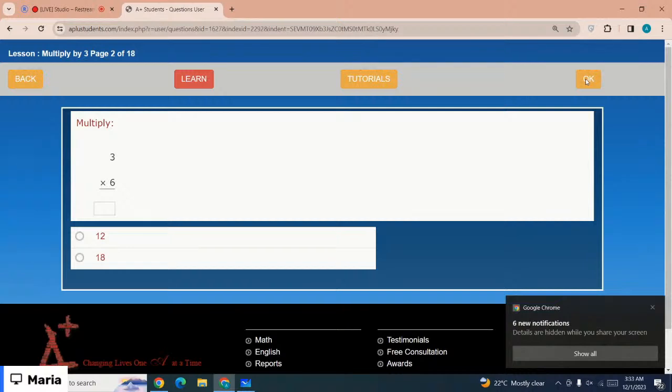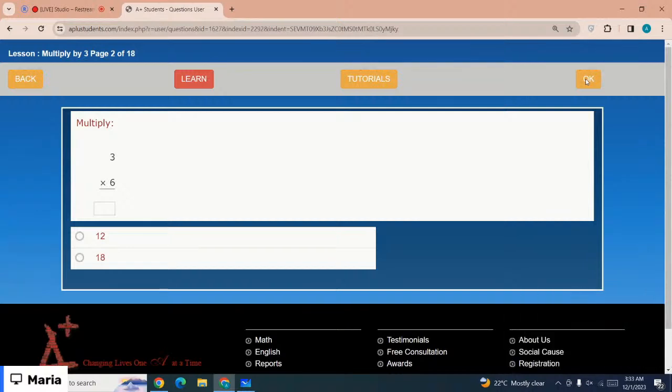Okay, 3 times 6 equal, the correct option is 3 times 6 equal 18. The correct option is 18.